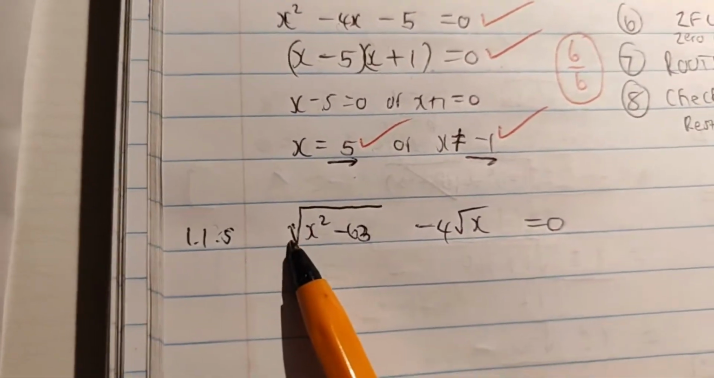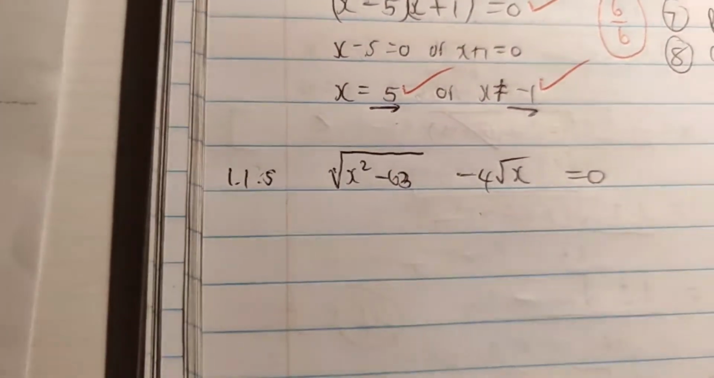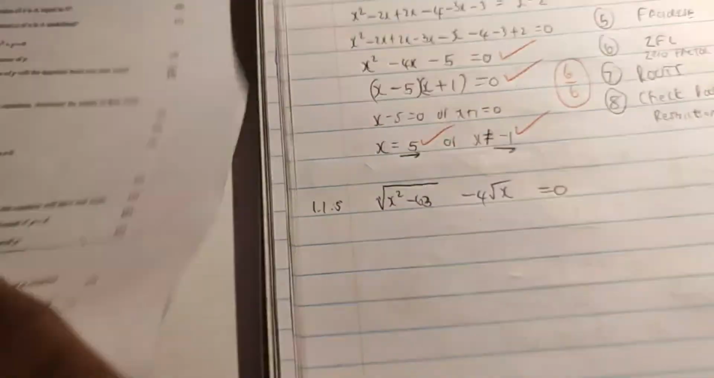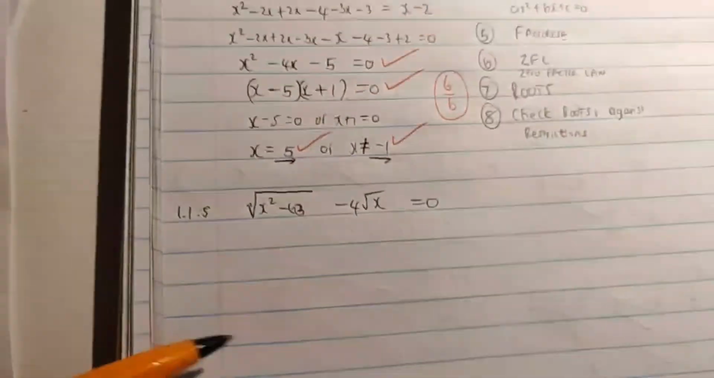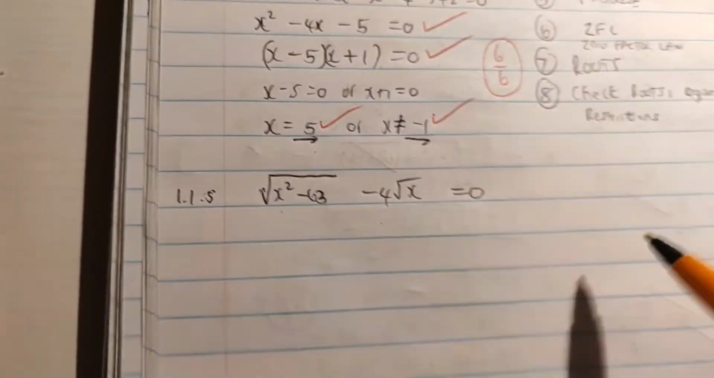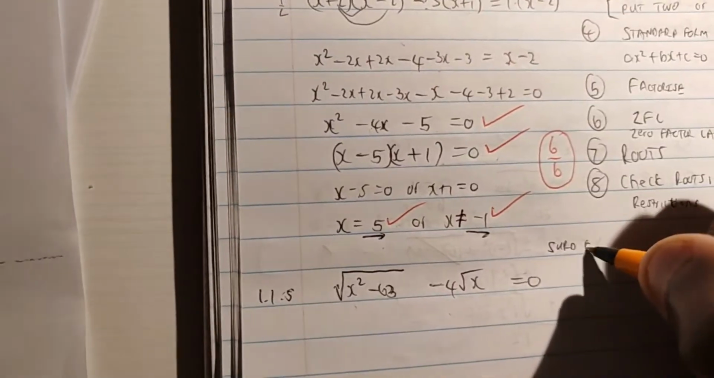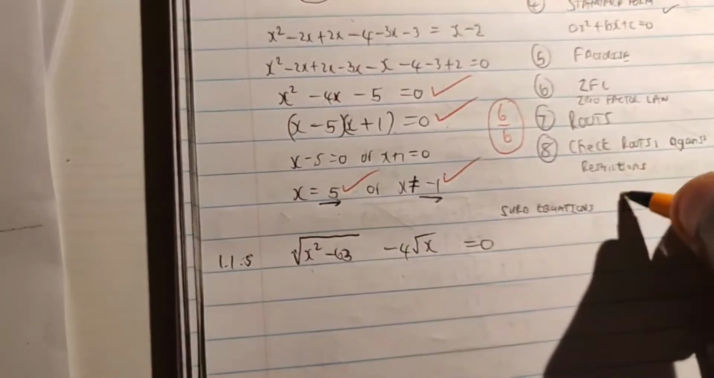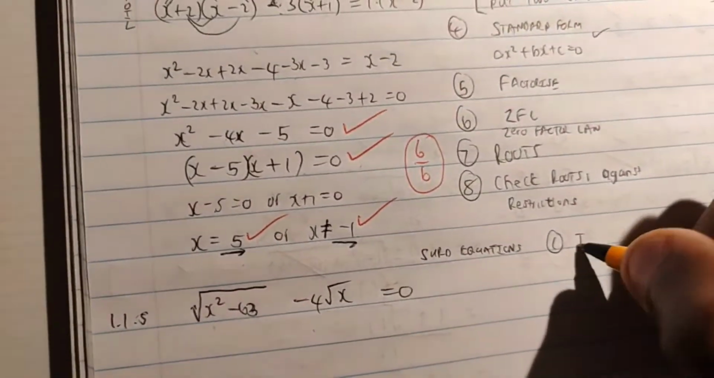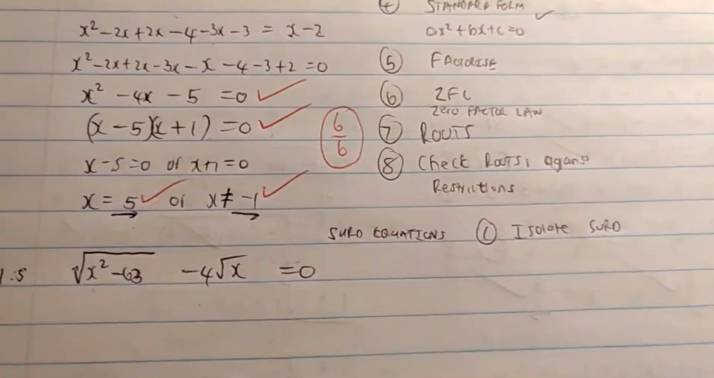Okay, square root of x squared minus 63, minus 4 root x, is equal to 0. This is another solve for x question, and it's for 6 marks. So what we are going to do is look at this, and we know that this is a surd equation. Surd equations have a systematic flow whereby, one, we need to first isolate our surd.